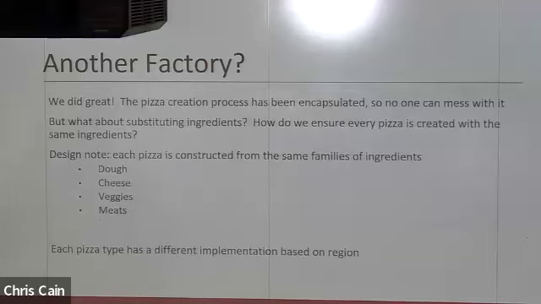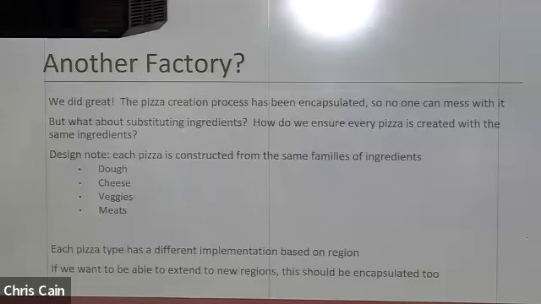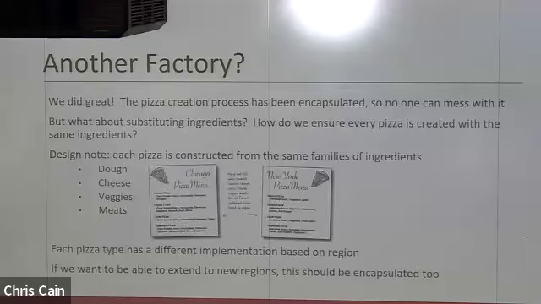And then, once again, each pizza type has a different potential implementation based on its region, which we already dealt with. If we want to be able to extend to new regions, then the ingredients that we're going to be doing should also be extendable into these new regions. So basically, we want something like this. Same product families in different styles.